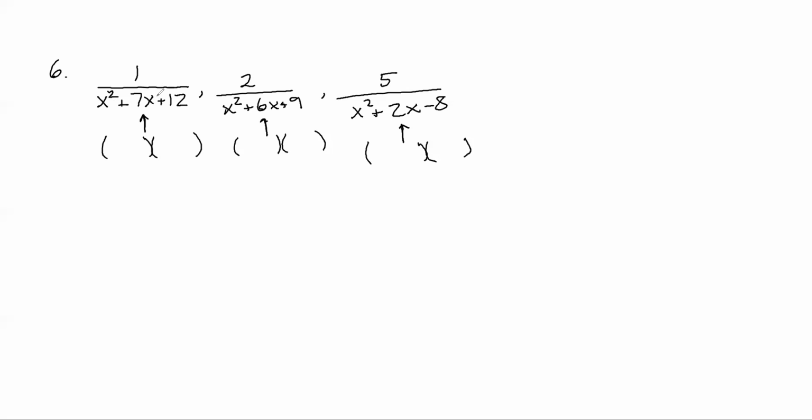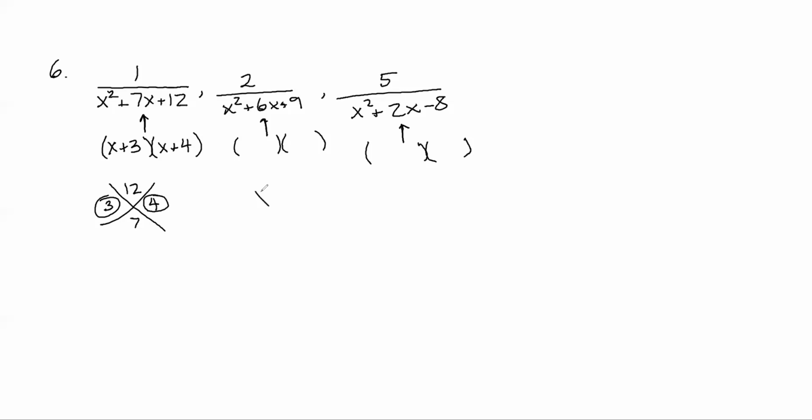So in this first one here, we're multiplying to 12 and adding up to 7. Think of your factors of 12. We have 1 and 12, 2 and 6, and 3 and 4. And those are the numbers that add up to 7. So we're going to have x plus 3 and x plus 4.